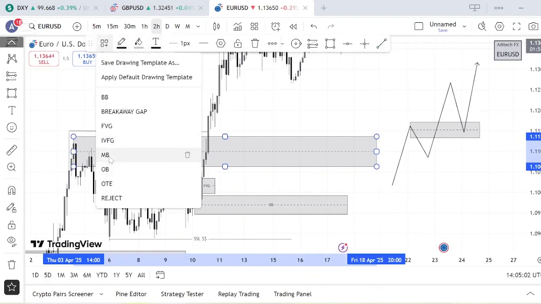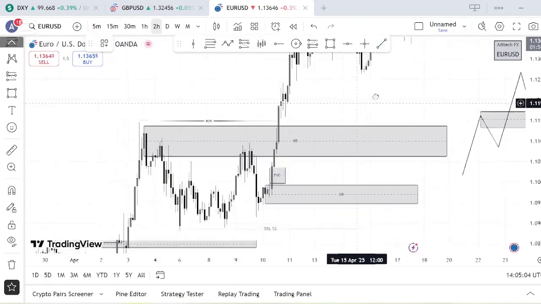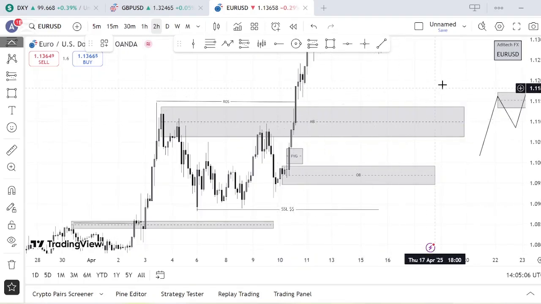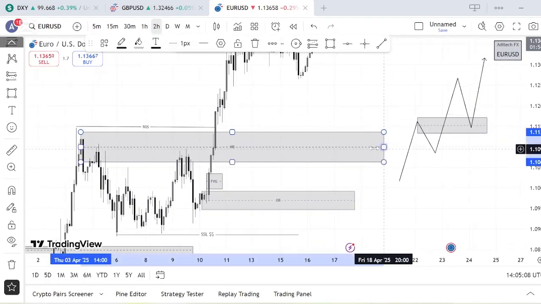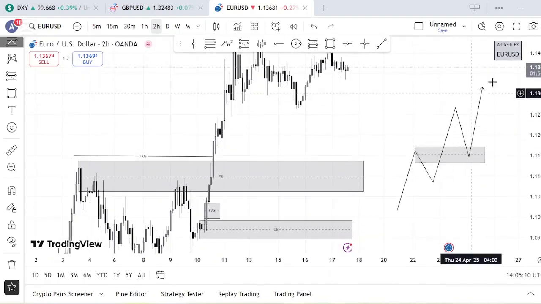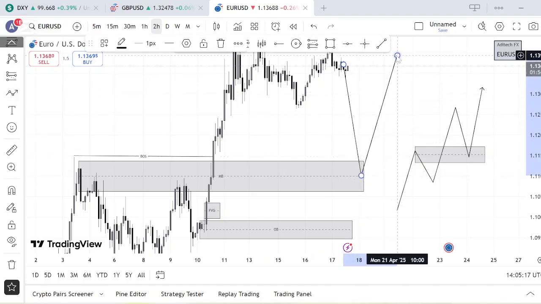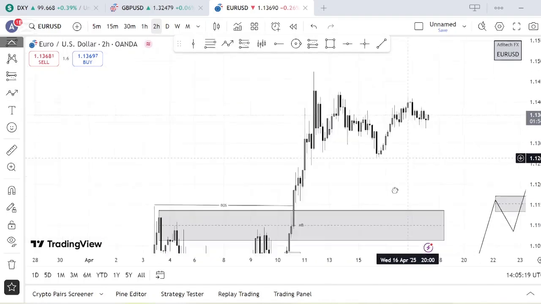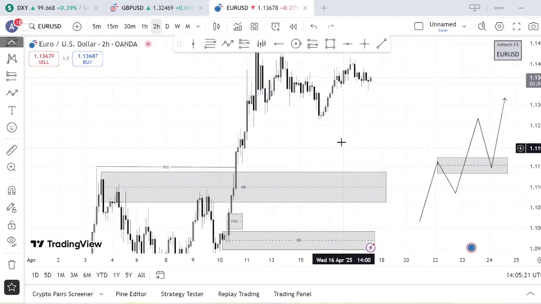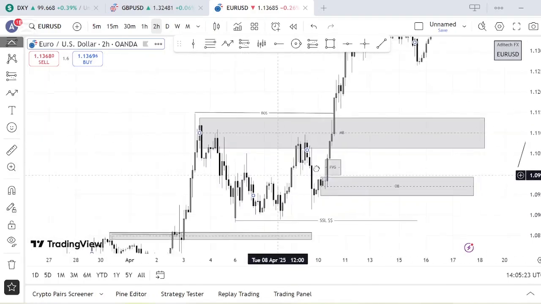So this is a mitigation block. This is a perfect example of mitigation block. Price can also use this mitigation block to continue buying. Price can decide to use this mitigation block to continue buying. I hope you guys are following now. So now what is next?